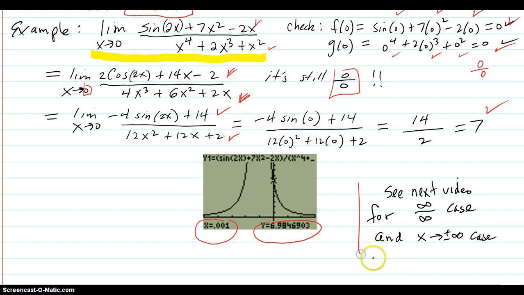So now you want to see the next video on the worksheet that explains the infinity over infinity case and what happens when x approaches plus or minus infinity. All those cases can be handled by L'Hopital's rule.